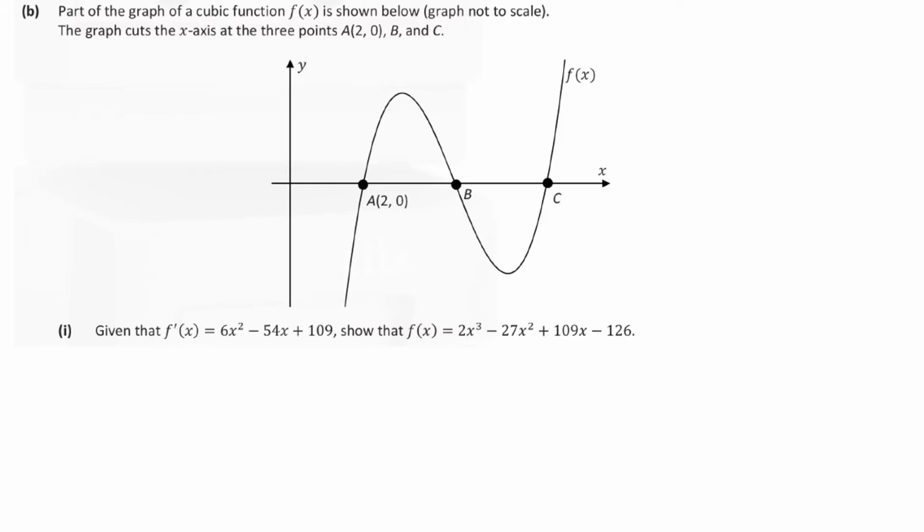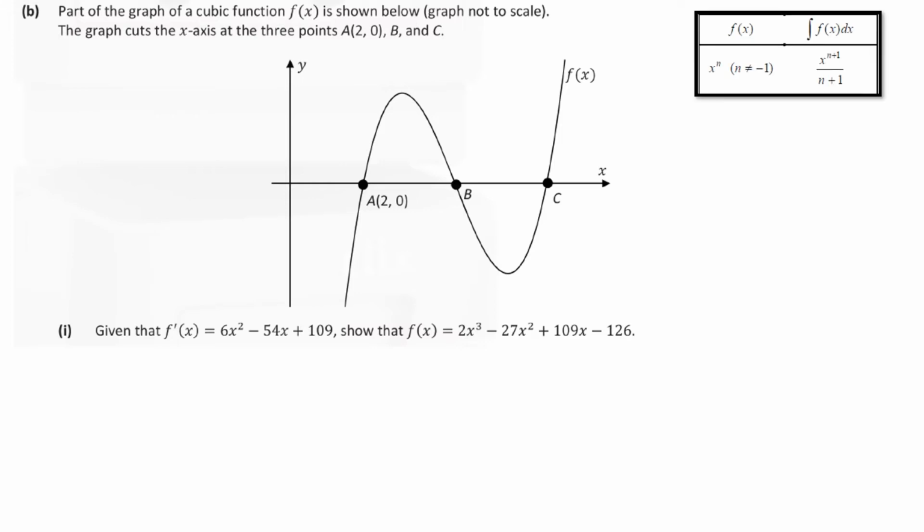So we want to show, knowing that we have the first derivative, we want to work backwards. So remember, integration is the backward step of differentiation. So really what we're being asked to do is to integrate f dash of x. We need our rules of integration, and we'll set it up like this. So our function will be the integral of 6x squared minus 54x plus 109 dx.